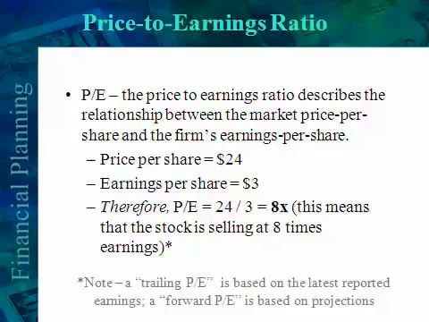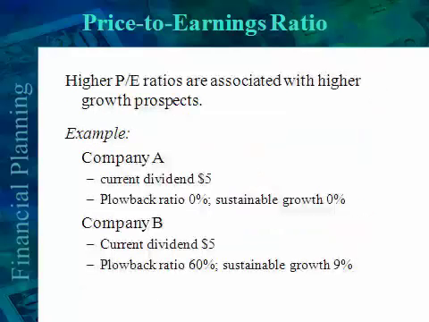If the $3 earnings per share was earned last period, then the 8x is referred to as a trailing multiple. If the $3 of earnings is a projection for the upcoming period or the period after that, then it's referred to as a forward multiple. Higher PE ratios are typically associated with higher growth prospects. Investors are willing to pay a higher multiple because once that growth is realized, the price may be reasonable. Remember, the market is a discounting mechanism.